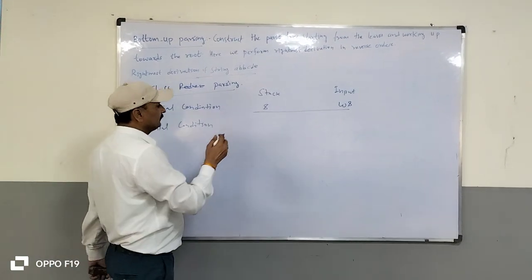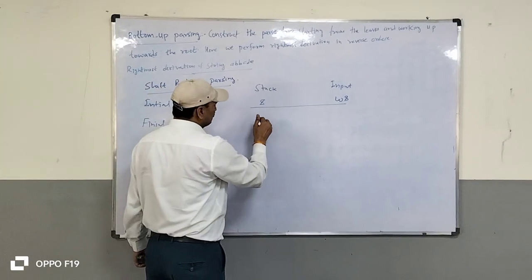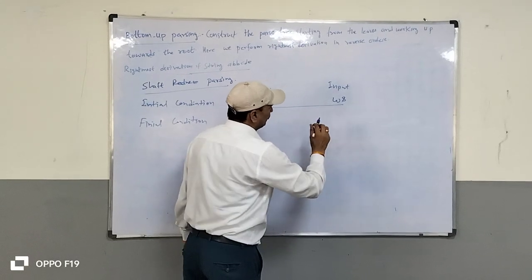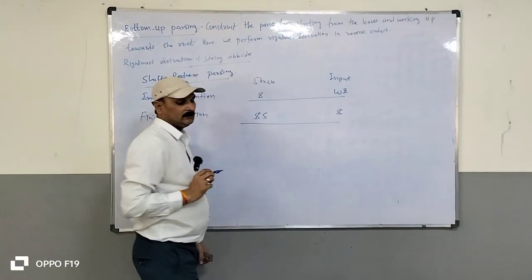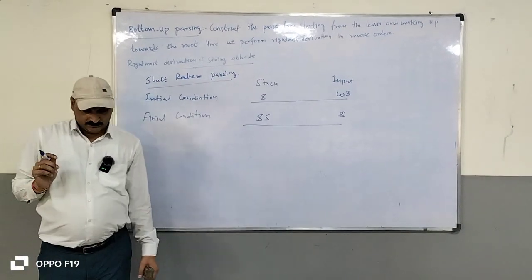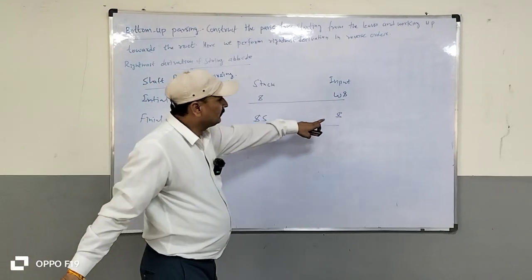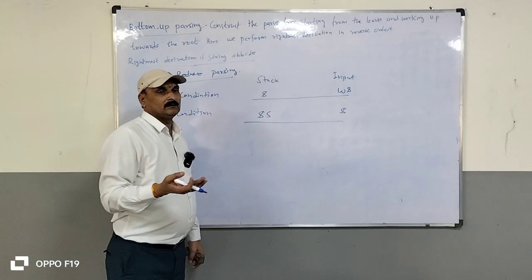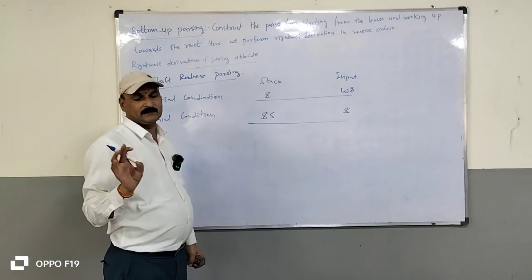In the final condition, there is the start state with a dollar, and the input is empty, meaning only the dollar remains. So that is the final condition for shift reduce parsing. Finally there is $S and a dollar. Then we announce that the parsing is successful, and it will accept.